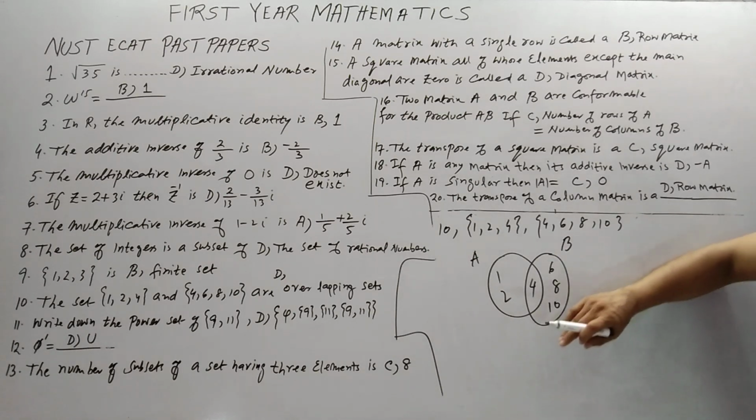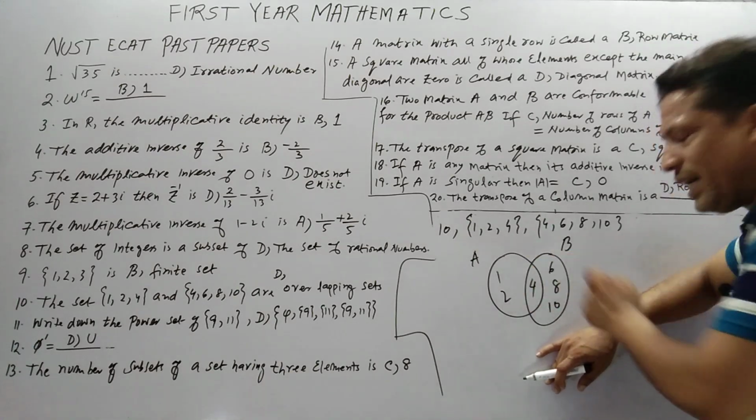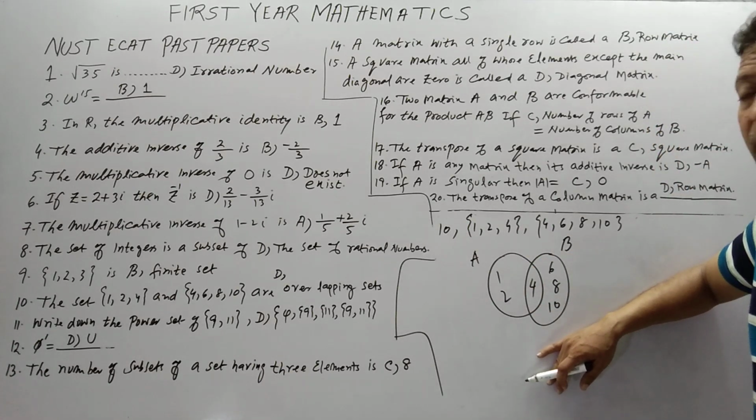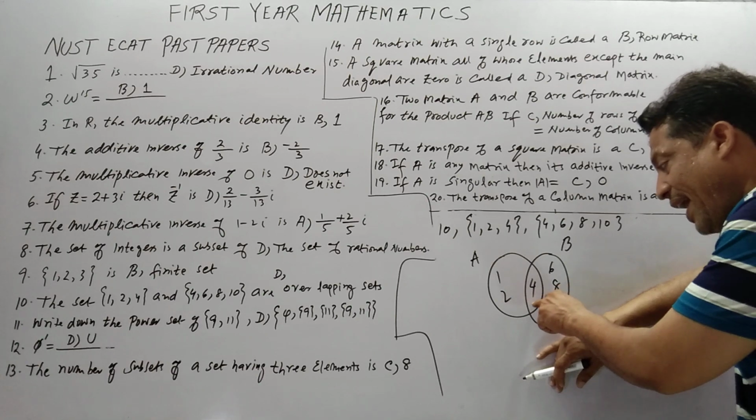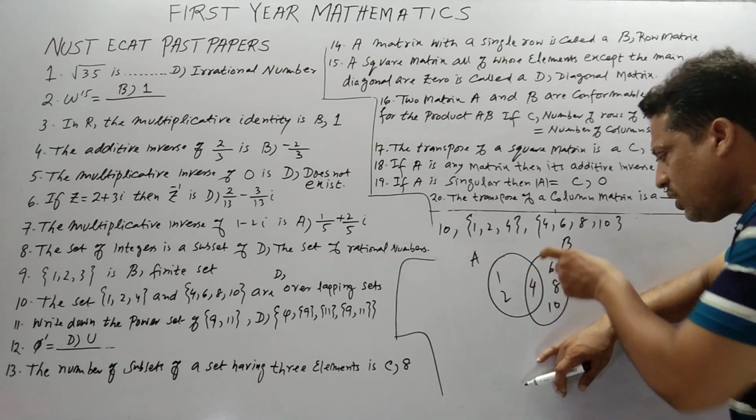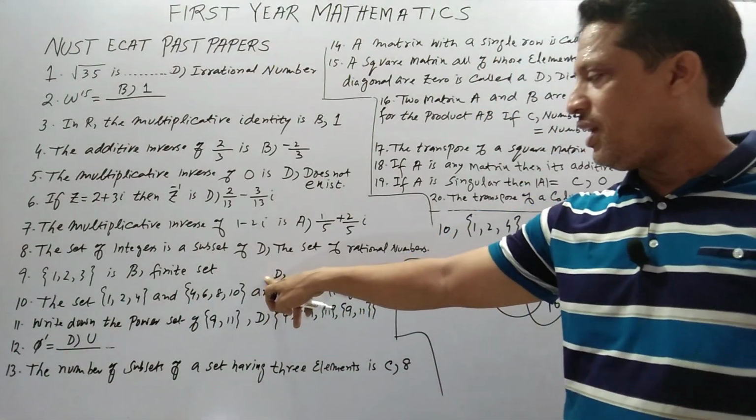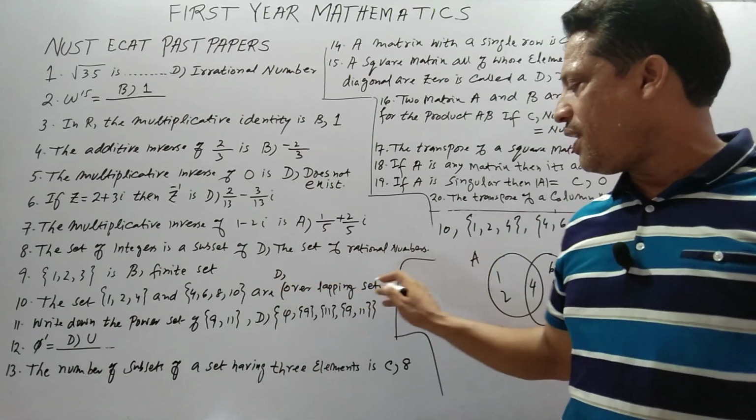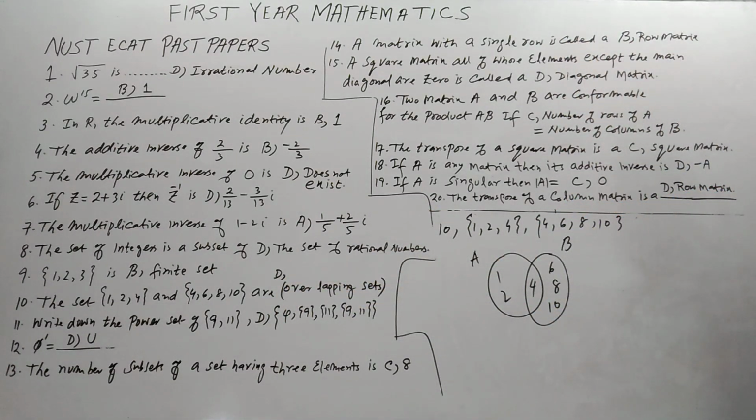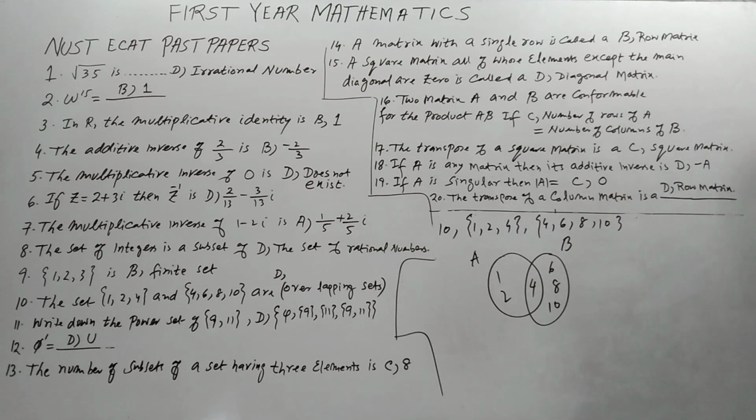Now, because there is one number common in these 2 sets, therefore these 2 sets are called overlapping sets. If there is any number or numbers common in 2 sets, then we call the 2 sets overlapping sets. Therefore, the correct option of question number 10 is option number D. What is option number D? Overlapping sets. And what is the reason of overlapping set? Because there is a common member, common element in two sets.